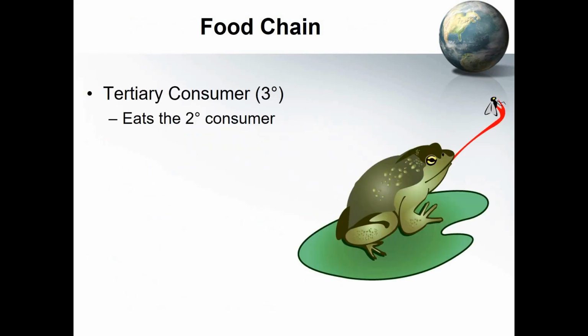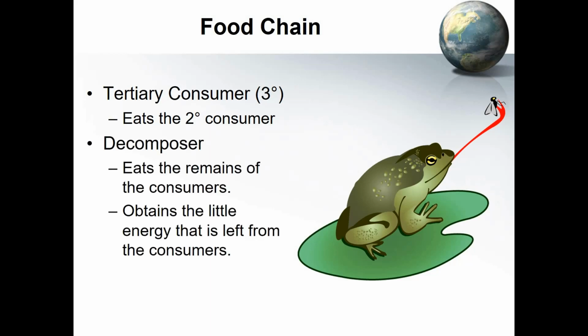Let's look at the food chain. The last one, tertiary consumer. It eats the secondary consumer. As I begin the last one, the decomposer, they eat the remains of what? Of the consumers. They eat the remains of the consumers. Normally, whether primary consumer, secondary consumer, or what? Tertiary consumers.